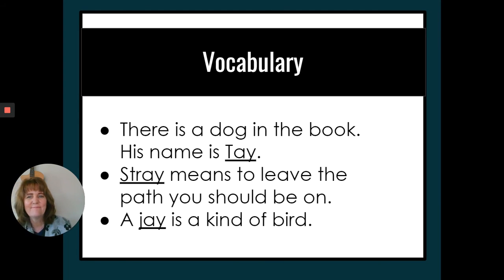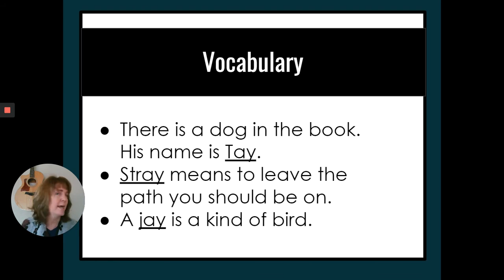Let's move on. Now, the next section we're going to do is the reading section. There are some words in the book that we're going to read together that you might not recognize. The first one is the name of the dog in the story. The dog's name is Tay. Tay is a name, so it starts with an uppercase T, and we hear the A sound at the end. The A sound at the end is spelled A-Y.